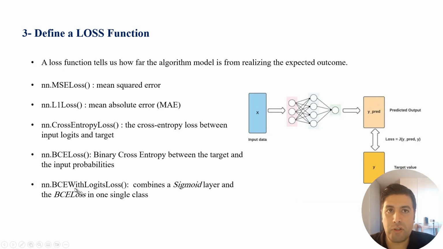And you can also use BCEWithLogitsLoss, which combines a sigmoid layer with the BCE loss in one single class. For example, it applies a sigmoid function on each of the output logits, and then it will apply a binary cross entropy loss between the output that is transformed by the sigmoid function and the target values that you give to it.